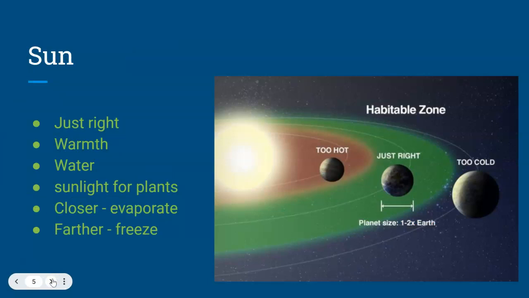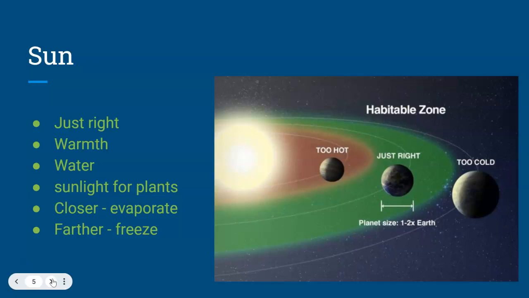The sun also helps us to be habitable here on Earth. We aren't too close and we aren't too far from the sun. We're just right. We're close enough to be warm.